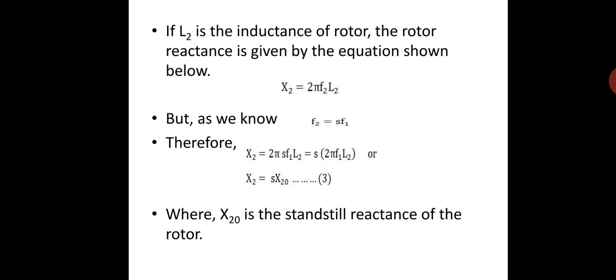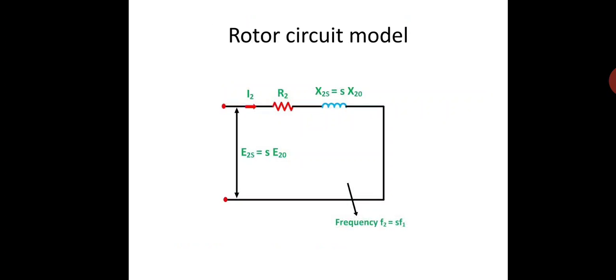So it is also affected by the slip value, because F2 is equal to S into F1, that is the rotor frequency. Now you can substitute F2 in terms of S into F1. The expression becomes X2 is equal to 2 pi S F1 into L2. Now keep the slip value outside: S into 2 pi F1 L2, and 2 pi F1 L2 can be written as the reactance of the primary, that is X1. So finally we get X2 equal to S into X2 naught. Here X2 naught is nothing but the reactance of the motor at standstill condition.